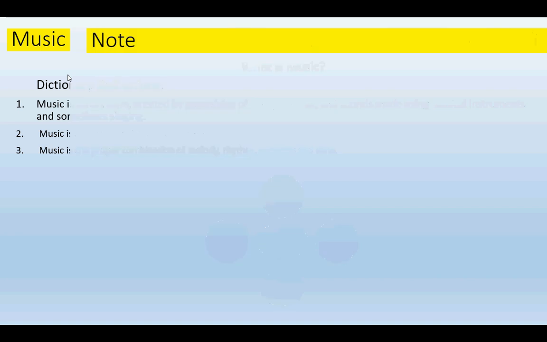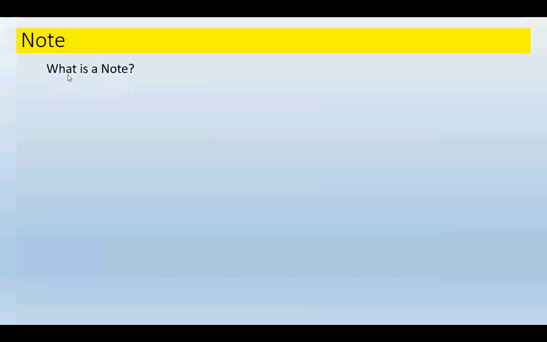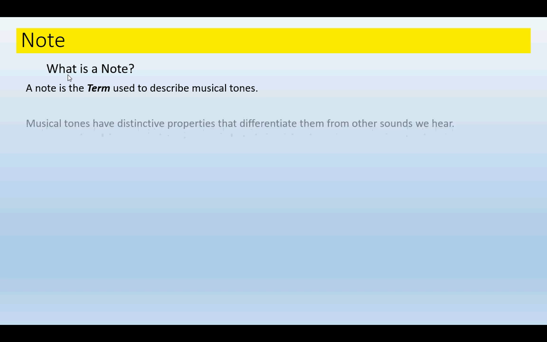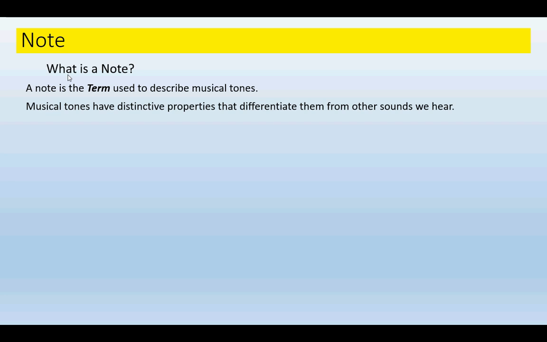Now let's look at what a note is. There are a few things we need to learn here. A note is the term used to describe musical tones. I've inserted another term here, but when you look at the words tone and note, they're the same. Tones are distinctive sounds. They are not just any sound that we can use to make music. They are very distinctive. Musical tones have distinctive properties that differentiate them from other sounds we hear. It's very, very important.